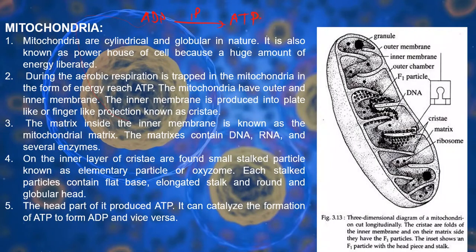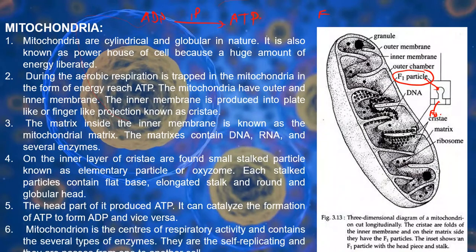or we can say phosphorylase is the enzyme which converts ADP to ATP. Okay. Just remember, ATP is produced by the help of the head, which is also known as F1 particles, and the base is known as F0 particles. The base holds the stalk, and the head synthesizes ATP.